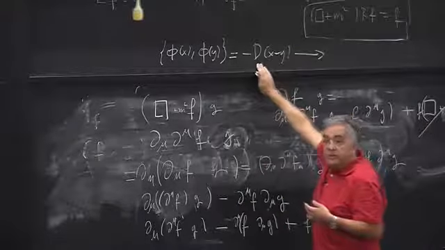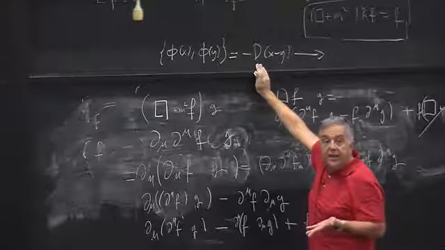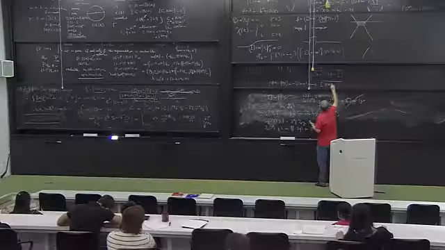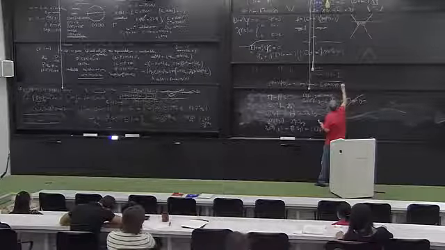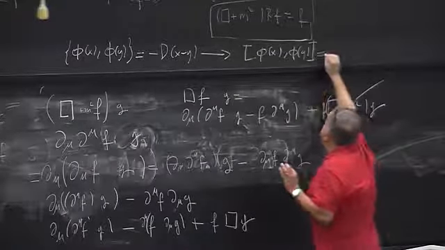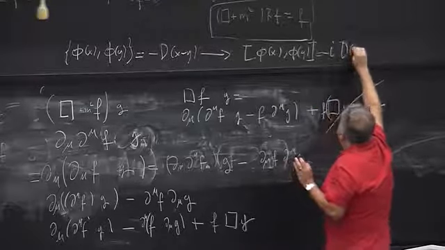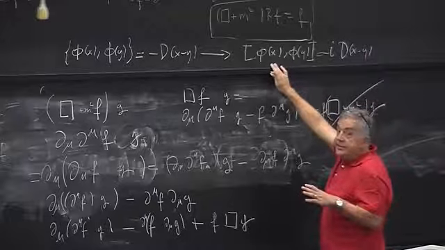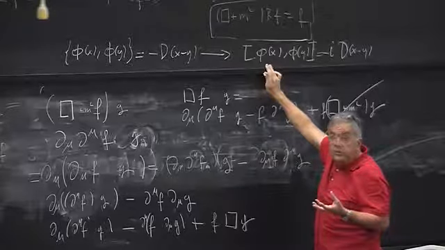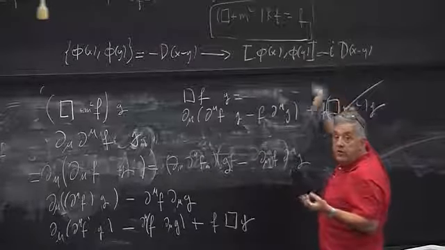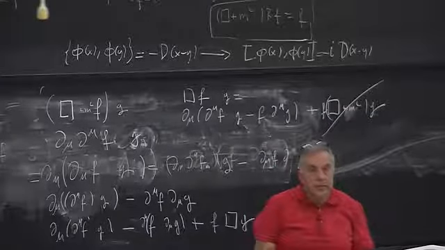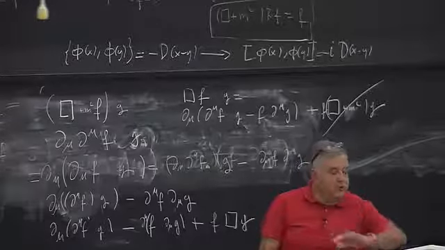Quantization will be changing this classical algebra into a quantum algebra, which will say that the bracket of phi of x, phi of y equals minus I times the Pauli-Jordan function. The distinctive feature of a quantum algebra is the appearance of an I here. So our next task is to construct an algebra of operators such that the commutator is given by the Pauli-Jordan function multiplied by I. Okay? This is what we do next.